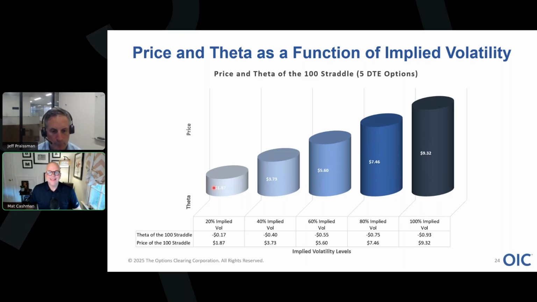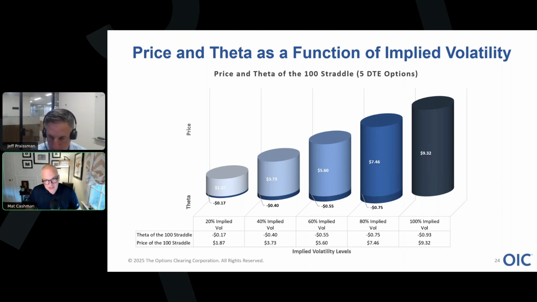But what that also means is that theta is a function of extrinsic value. In this case, on the 20 vol, it might have 17 cents of theta. But on the 40 vol, 40 cents of theta, 55 cents of theta, 75 cents of theta, and 93 cents of theta. That is the measure of how much those options are going to decay over the course of a 24-hour period. The reason why is that if you have $9.32 of extrinsic value that's going to come out in the next 5 days, way more of it has to come out today than if it was $7.46.